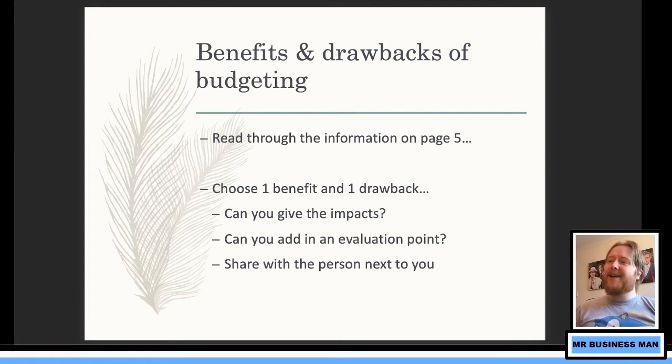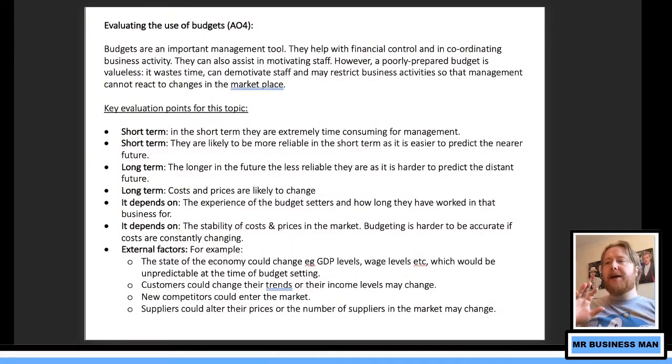But when we're talking about evaluation points, remember, we're looking at positives and negatives. We're looking at the impact on that. We're looking at how the company would be impacted, whether you think that it would be good or bad for the business, what type of business and the significance to that type of business: big business, small business, new business, well-established business.